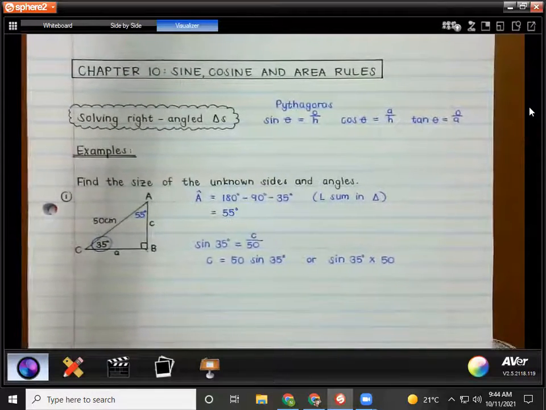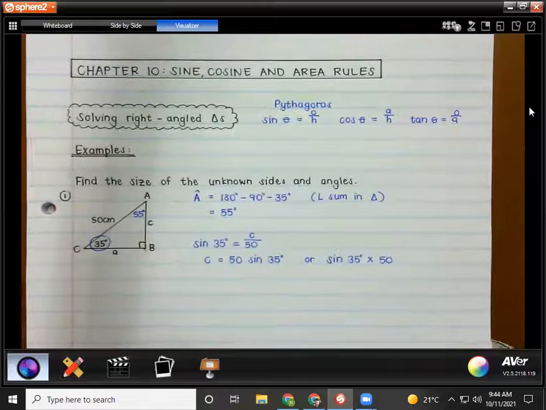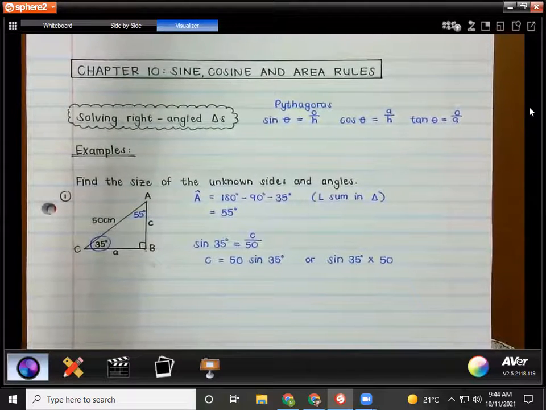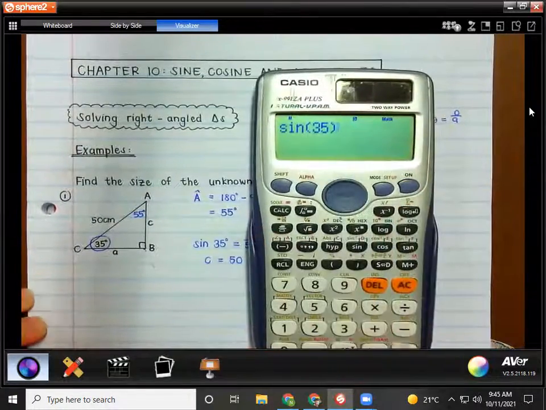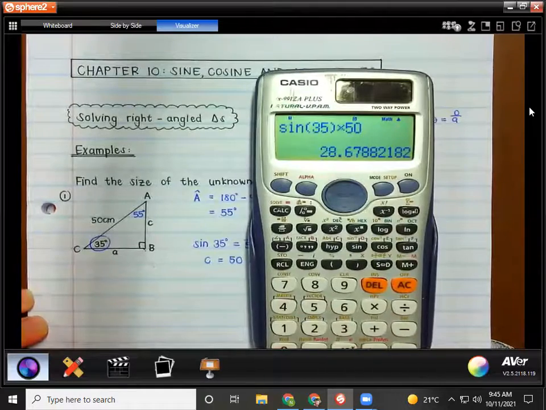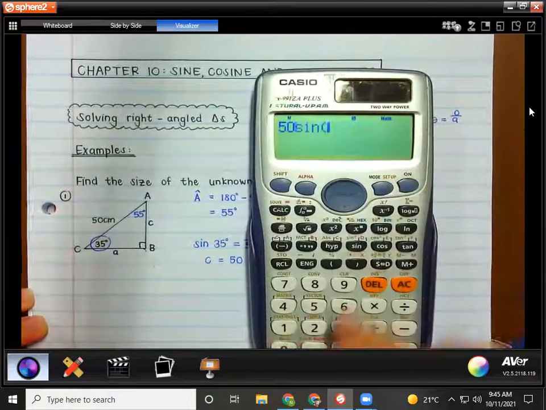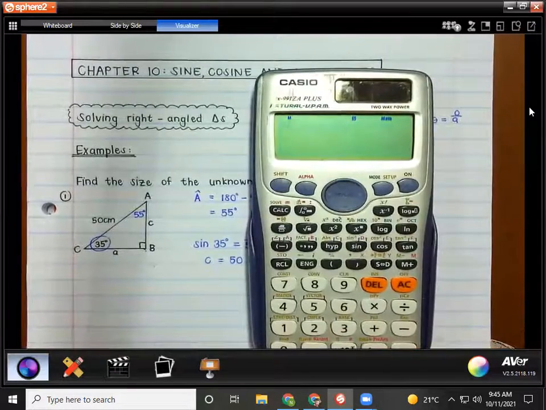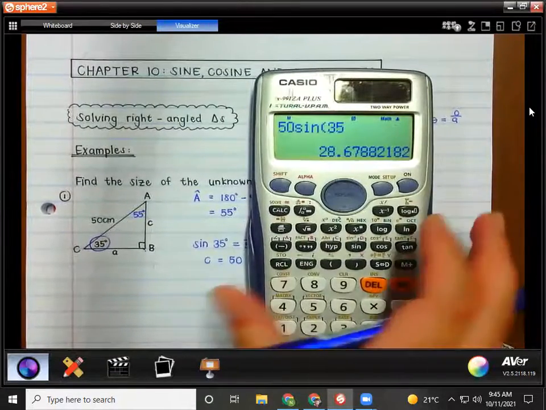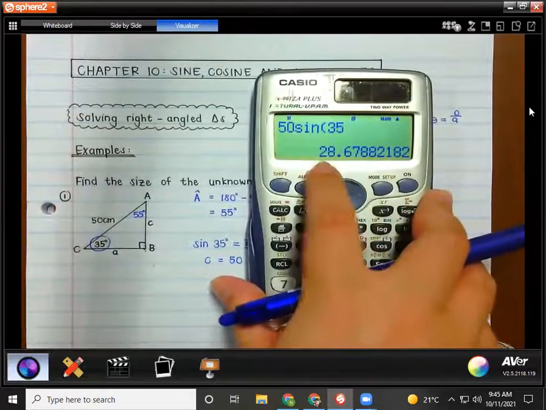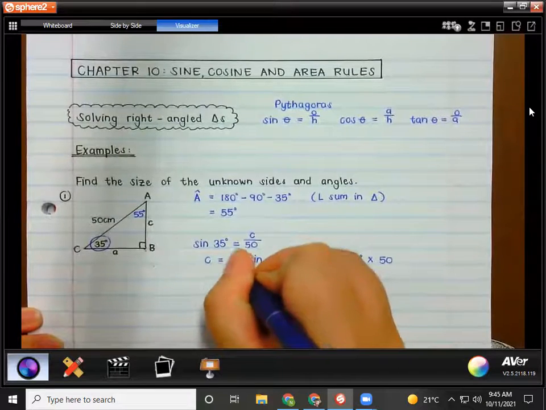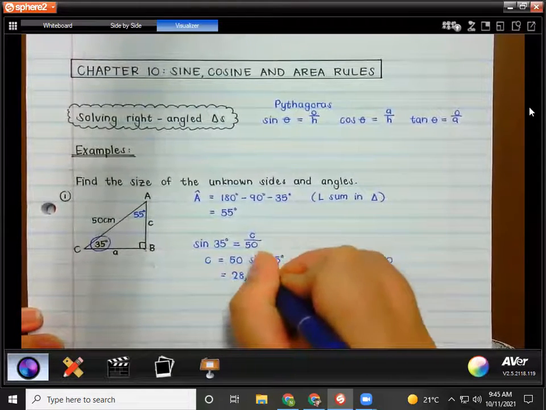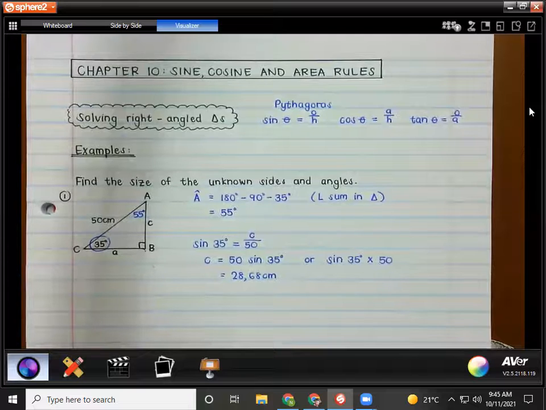Okay, let me just get my calculator quickly. Okay, so like this, you would have to say sine 35 close bracket times 50, and then you'll get your answer there, or you can do 50 sine 35. In that case, you don't actually have to close your brackets, you get the same answer. Okay, so let's round to 2 decimals, 28.68. And we are working in centimeters.